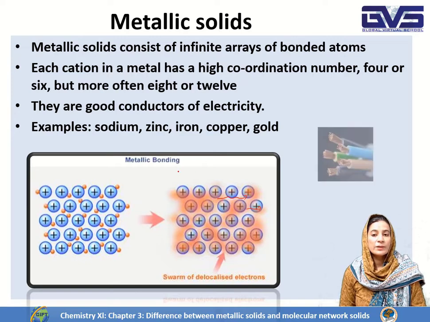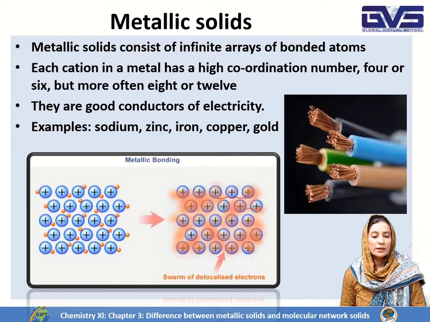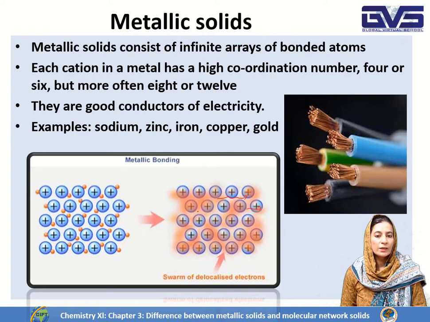And the copper, for example, is used in wires. So this shows the sea of delocalized electrons. That's why the remainings are cations, and these electrons are freely movable in between them. So these are the properties of metallic solids.